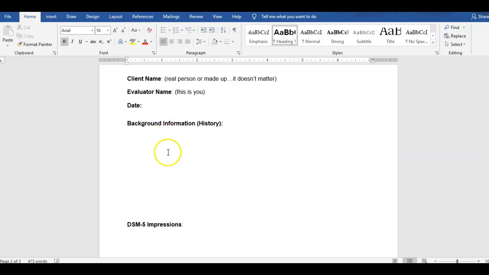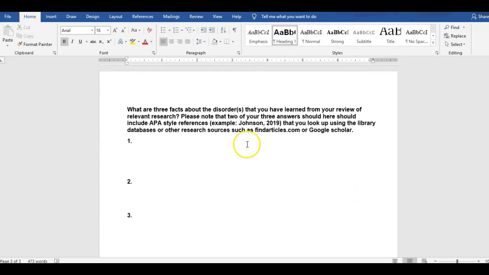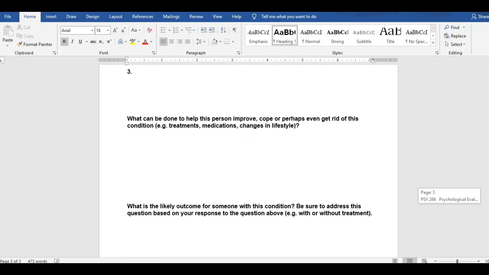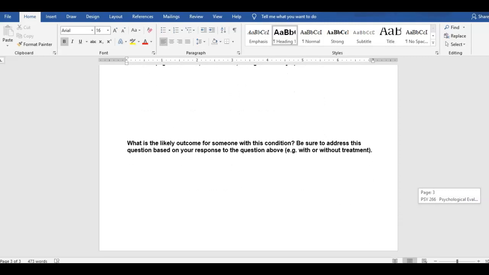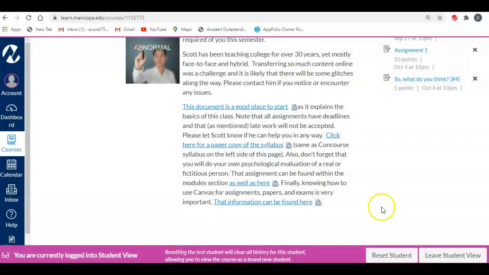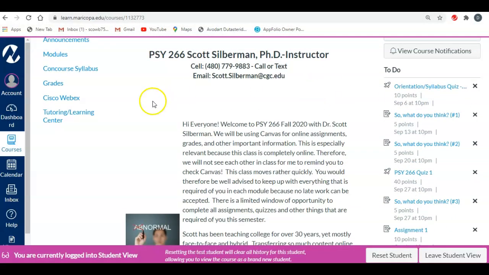And it's pretty obvious. The person's background, DSM impressions, how do you diagnose the person? We're on the 5th edition of the Diagnostic and Statistical Manual. DSM, that's what you'll be using. What are the symptoms the person had? What are 3 facts that you've learned? Follow that instruction completely. What can be done to help the person? What's the likely outcome if they do or do not get help? It's that easy. So I don't think you'll find that to be difficult. If you like this stuff, diagnosing people, you might actually enjoy it.